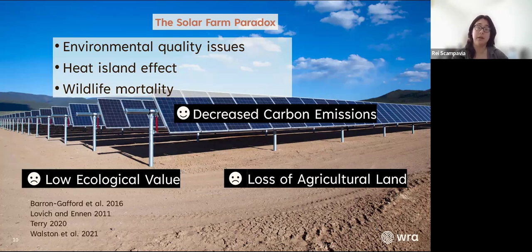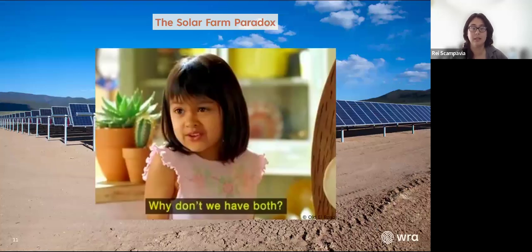So we have these environmental quality issues, we have increases in ambient air temperatures, and also these are just not very attractive looking installations. So all of these issues have led to increased public opposition to the development of new solar arrays as well. In summary, the benefits of decreased carbon emissions through the creation of traditional solar farms comes at the cost of food production and ecological value.